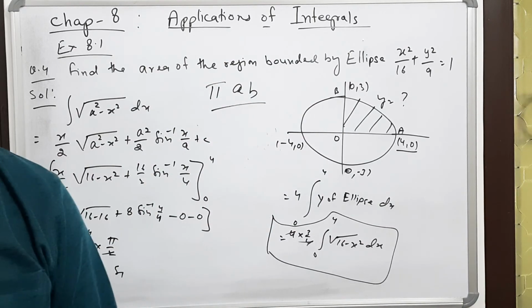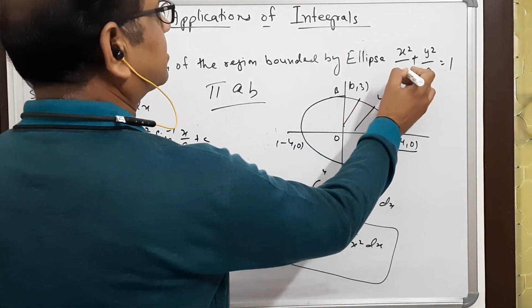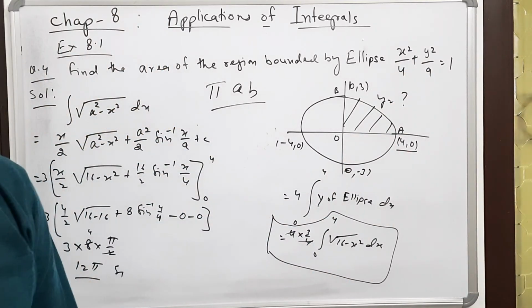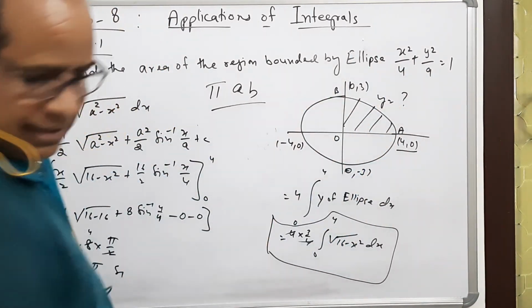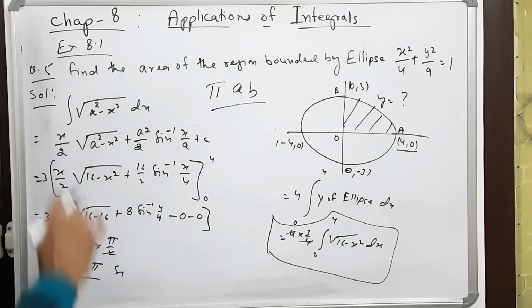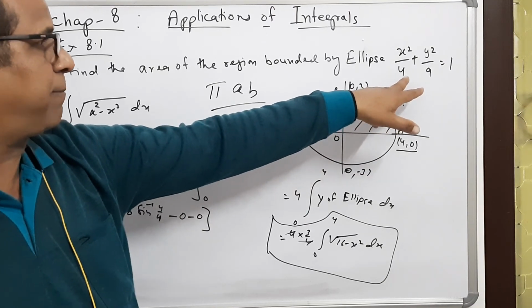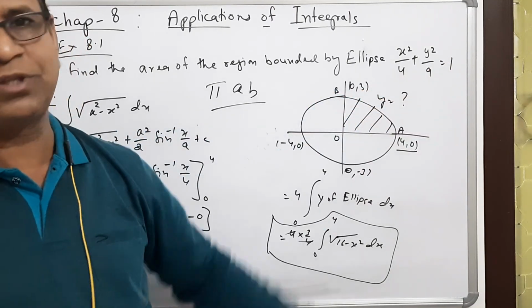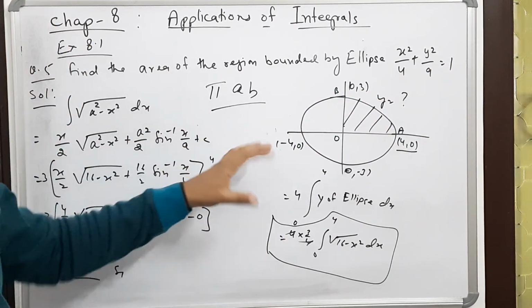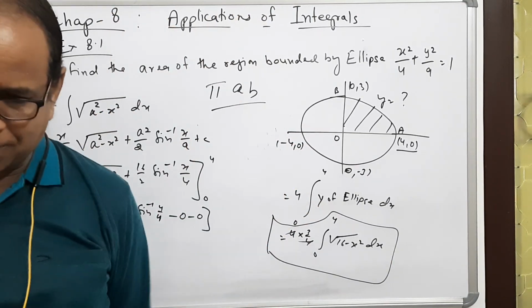And meanwhile, question number 5 also you manage, because in 5 only this change is there. Here it is 4 and here it is 9. Only this change is there. That is question number 5. So that also I think you can find. It's very simple, and its answer will be pi AB, that is 2 into 3, that is 6 pi. So this particular sum includes sum number 4 as well as sum number 5.